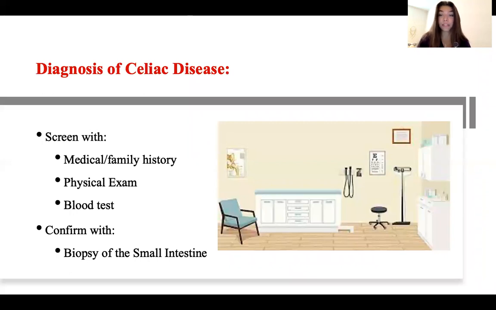With a diagnosis of celiac disease, a medical provider would screen you with your medical or family history, a physical exam, or a blood test. With these tests, it's important that you are consuming gluten at the time to actually see if you are intolerant. If there's a possibility that you are intolerant from these screening tests, then they will confirm your diagnosis of celiac disease with a biopsy of the small intestine.